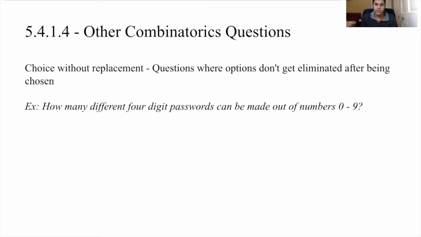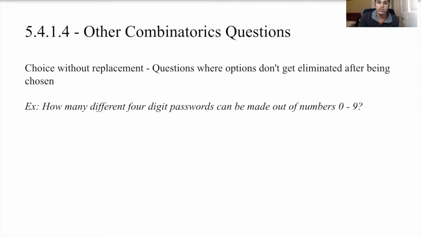And the first is choice without replacement, which is when options don't get eliminated after being chosen. So the difference between this type of question and the other ones is, say you were picking people from a group, after you choose someone, you can't choose them again. But in this example, where you say how many different 4-digit passwords can be made out of the numbers 0 through 9, you can choose the number 8, for example, for your first digit, but then it's not like you can't choose 8 for the rest of them. You can. So that's why it's choice without replacement, because you're not eliminating anything after you choose it once.